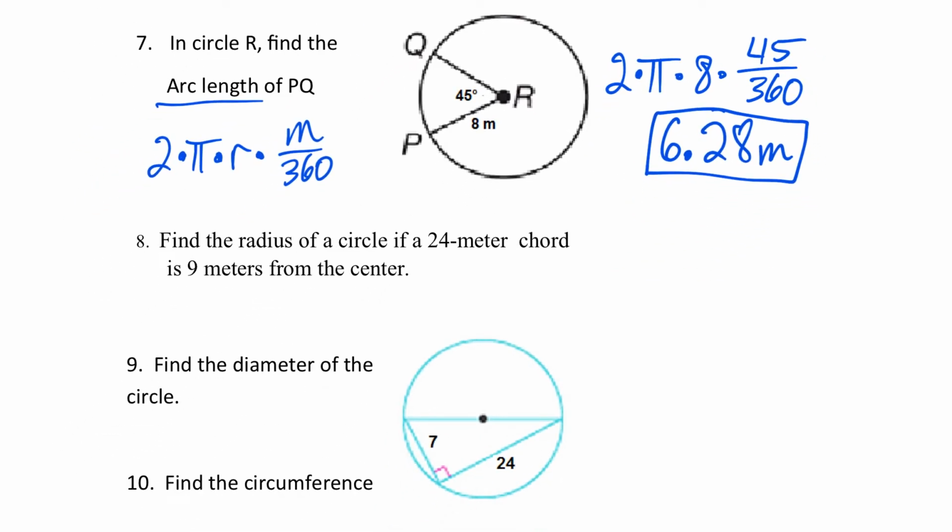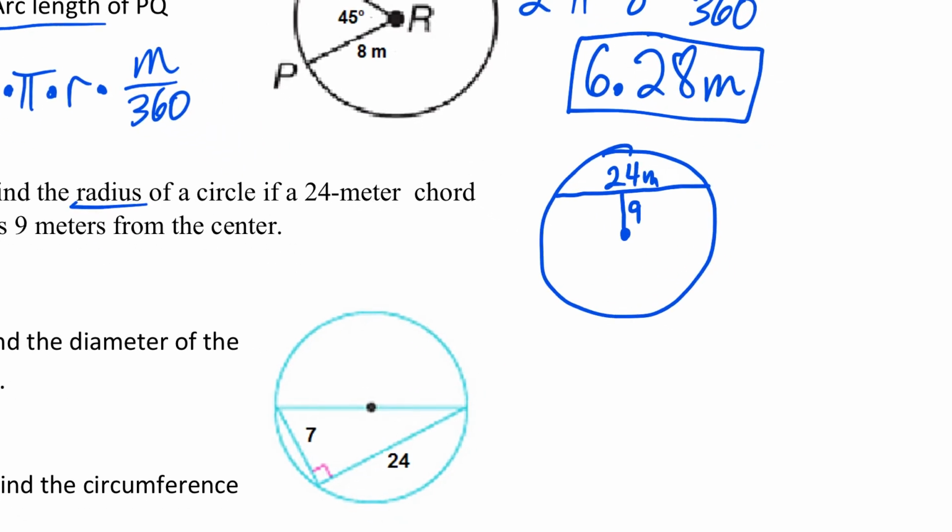Okay, number 8 says find the radius of a circle if a 24-meter chord is 9 meters away from the center. Okay, so we're going to have this circle. You have this 24-meter chord, and it says that it is 9 meters from the center. So we're looking for the radius, right? So I'm going to draw a radius from here to here. Now, this whole chord is 24. Whenever this talks about going to the center, that means it's perpendicular, so it's going to cut this in half.